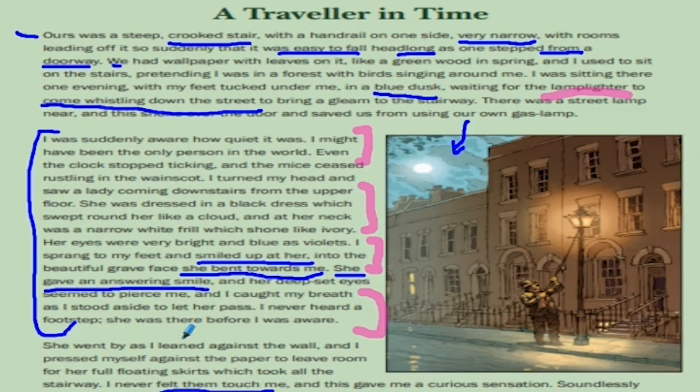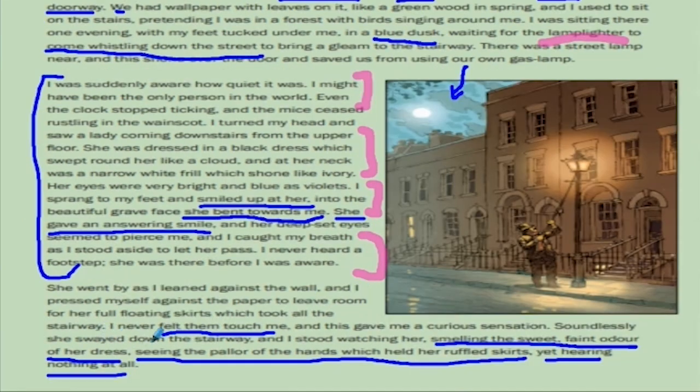She went by as I leaned against the wall, and I pressed myself against the paper to leave the room. I never felt them touch me, and this gave me a curious sensation. Soundlessly, she swayed down the stairway. I stood watching her. She smelled her sweet, faint odor, seeing the pallor of her hands, which would ruffle us, she hearing nothing at all. So she's observant, isn't she? She observes this lady walking past, and she can give lots of detail about what she heard and what she saw. Okay, so that's evidence that she's very observant.